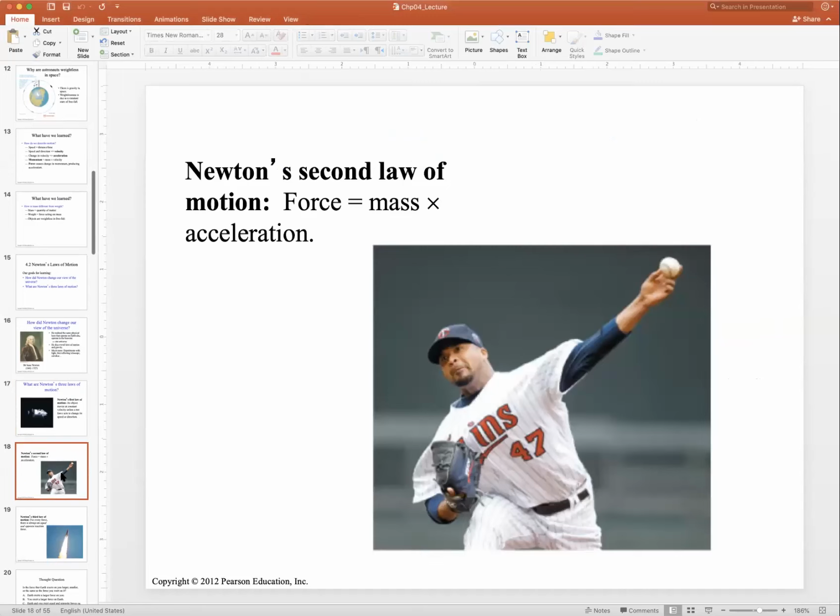Second law, the force is mass times acceleration, or F equals ma. We have seen it a couple minutes ago. F equals ma. Okay, a is a vector, force is a vector.